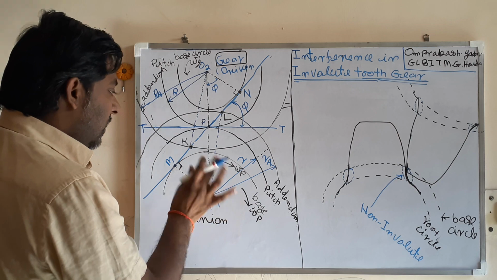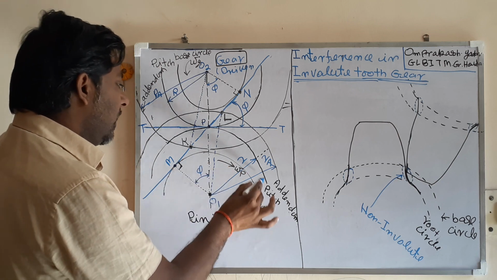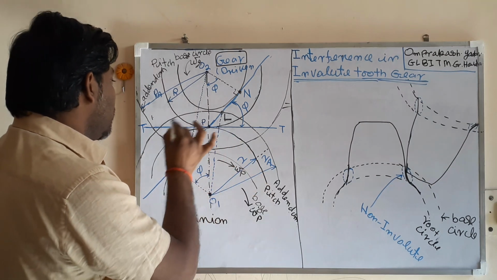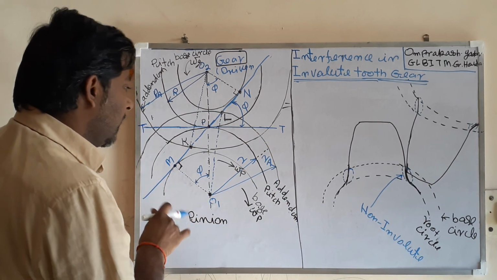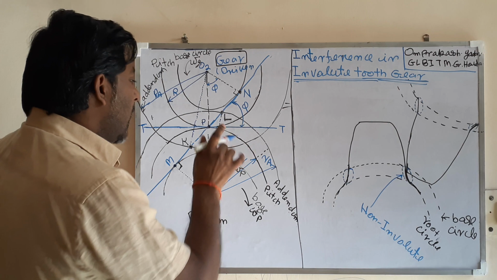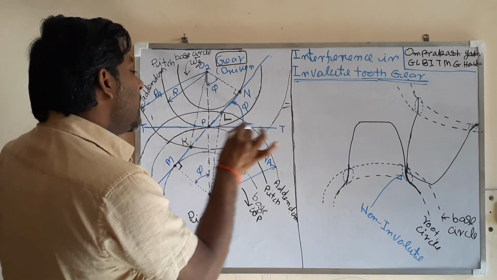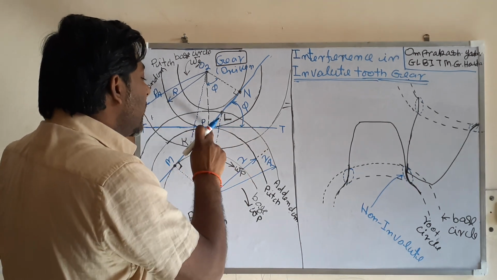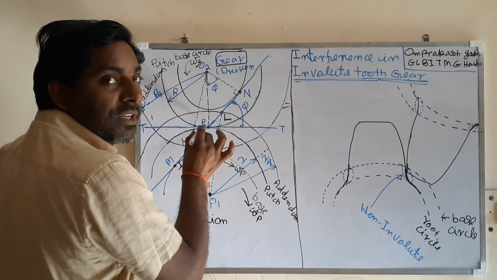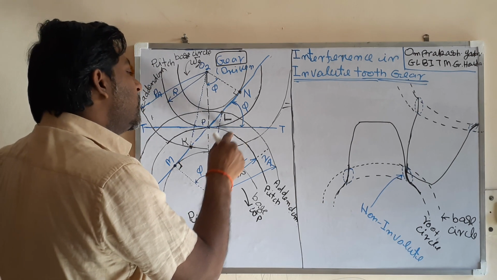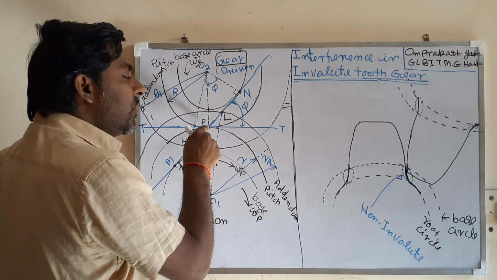Now let us see the pinion. This is the base circle of the pinion. This is the pitch circle of the pinion, and this is the addendum circle of the pinion. Already I have discussed that this is the common tangent at the pitch point. This is the pitch point. Where is the pitch point? Where the pitch circles of the two gears touch each other.